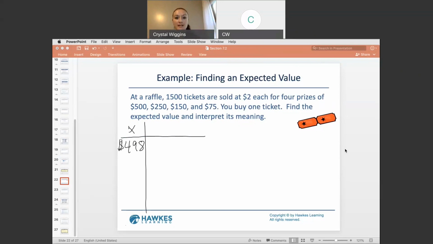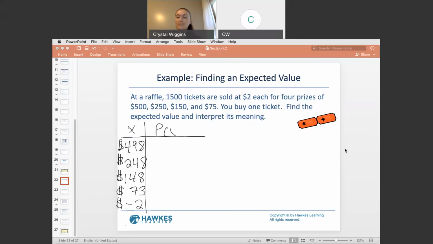Okay, the next thing that could happen is I win the $250, which again, I subtract the cost of the ticket. The expected value is $248. If I won the $150, the expected value would be $148. If I won the $75 prize, my expected value would be $73. And lastly, I could lose, which means I would win no money, but the expected value would be -$2 because I still bought that ticket and they don't refund you just because you lose. Would kind of defeat the purpose of the raffle.